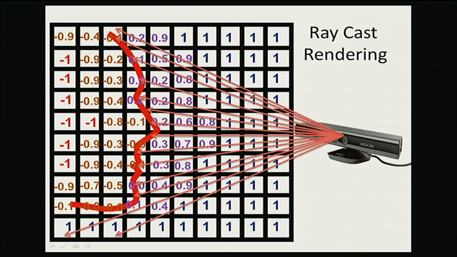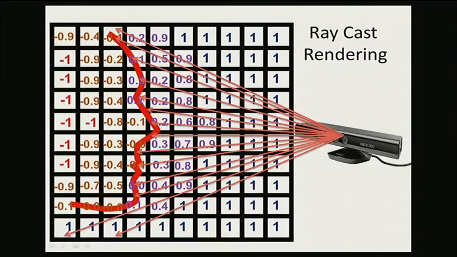And to the last step of the pipeline. So now we want to render the things which are stored in the voxel model. And here we do the kind of opposite. So from the virtual camera's perspective, we travel along these rays through the voxel.